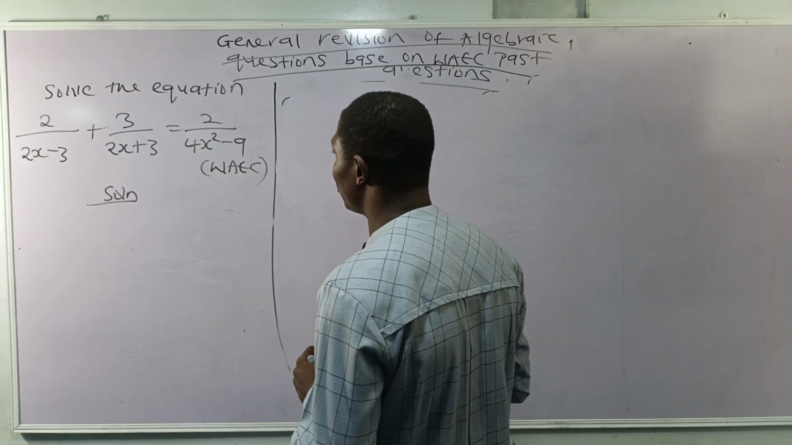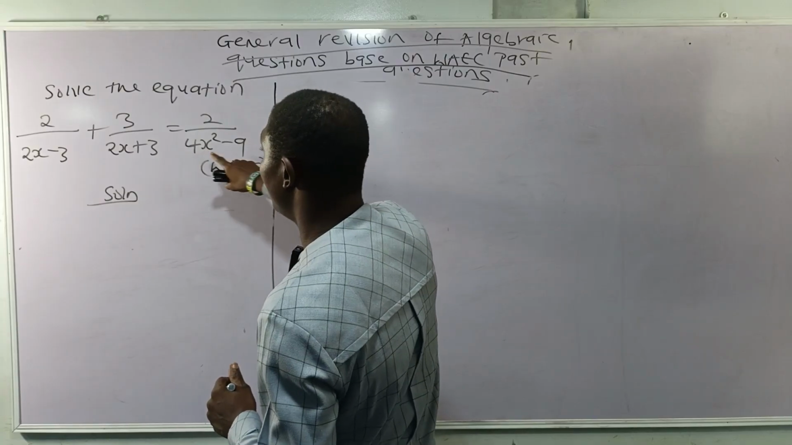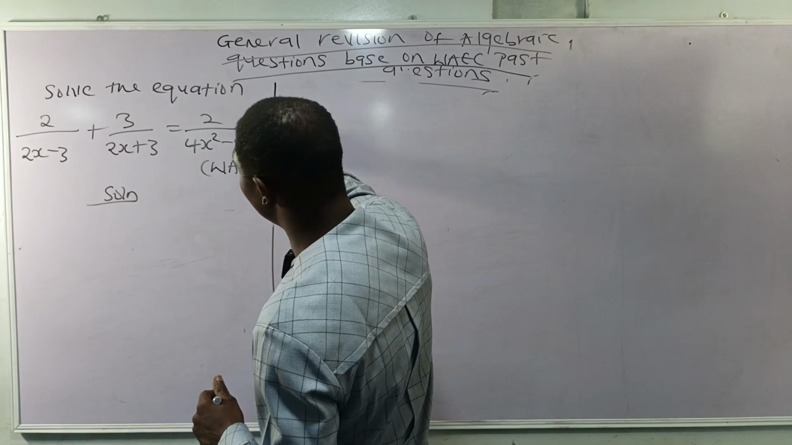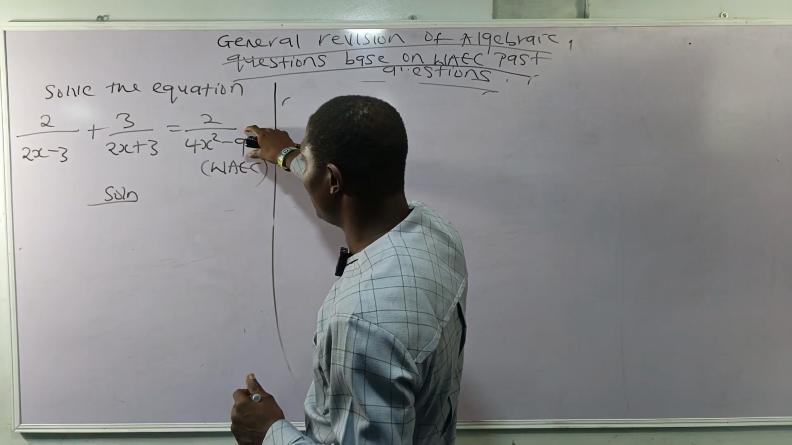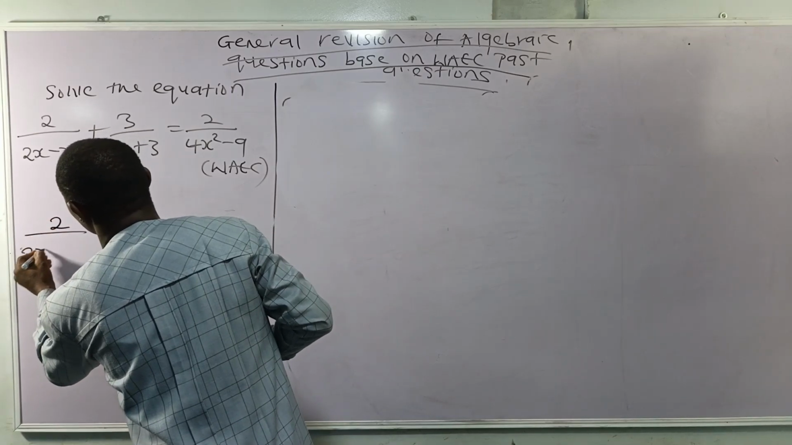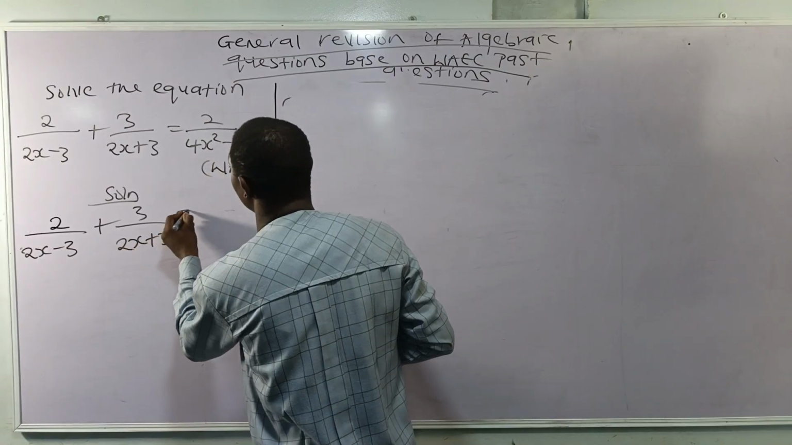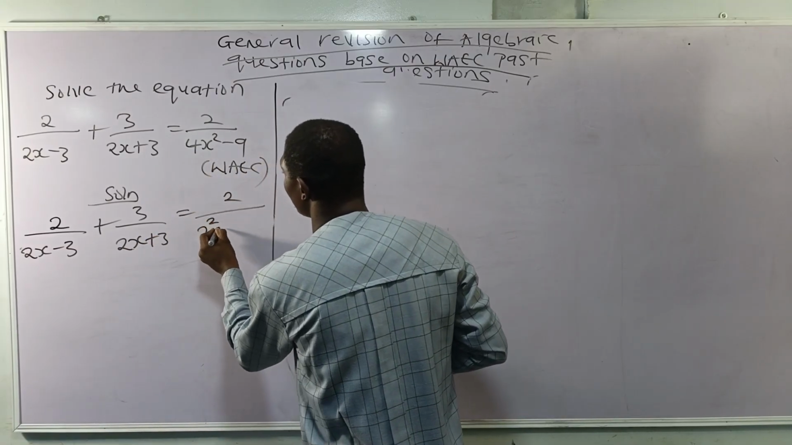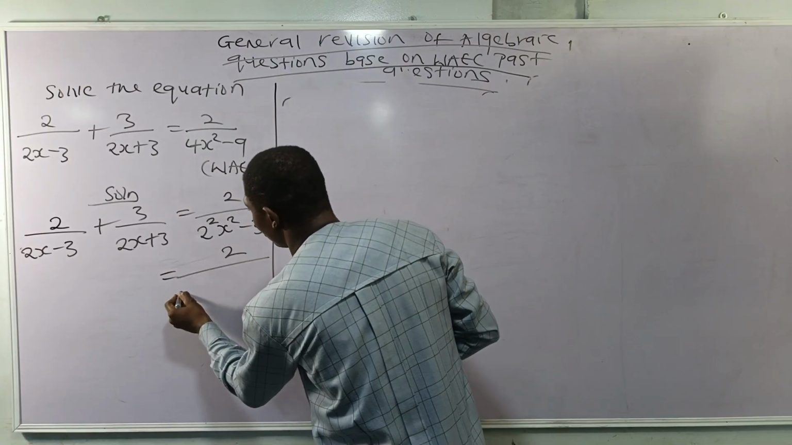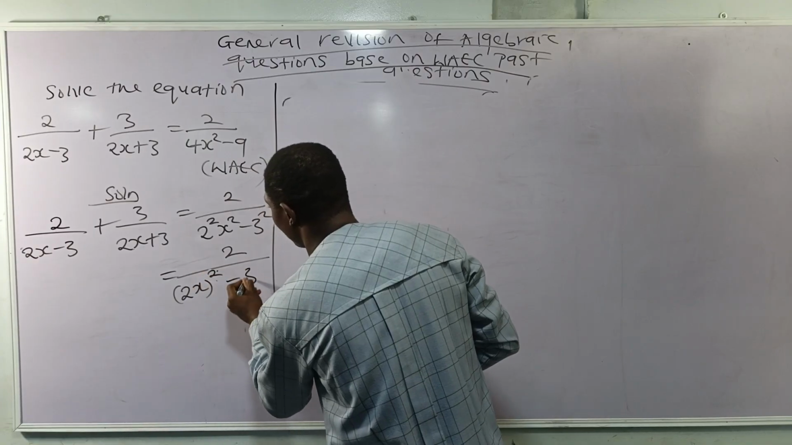We don't just jump into solving. We will focus on the right hand denominator. We see that we have 4x squared minus 9. And 4 is the same thing as 2 squared, and 9 is the same thing as 3 squared, which gives us the denominator of the right hand side to be a difference of two squares. So let's go. This gives 2 all over 2x minus 3 plus 3 all over 2x plus 3 equal to 4 all over 2 squared x squared minus 3 squared. This will give me 4 all over (2x)squared minus 3 squared.